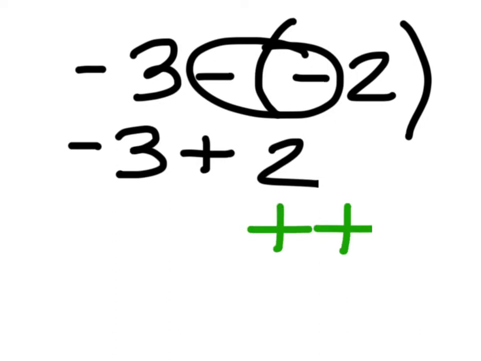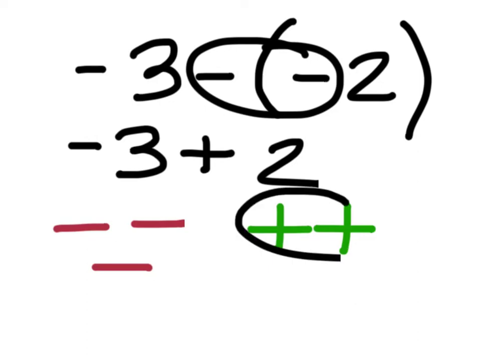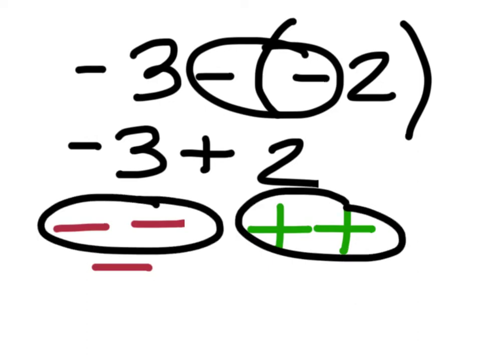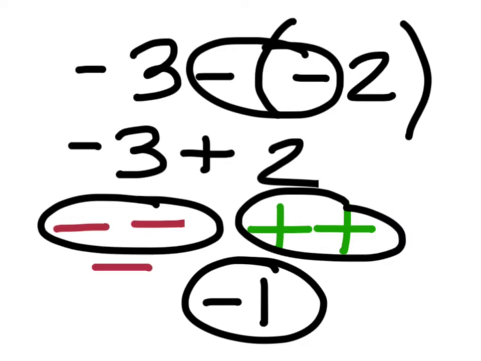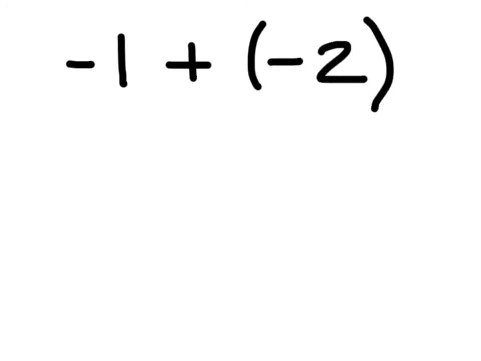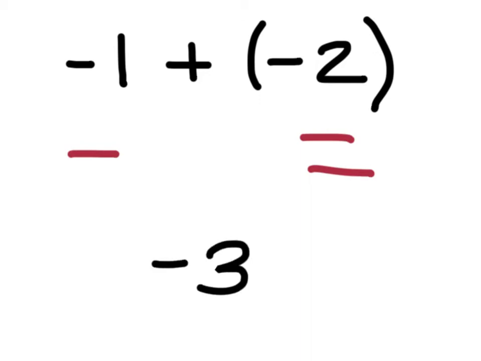You have 2 pluses and 3 minuses. I can match up 2 pluses with 2 minuses, and what's left over? 1 what? So the answer is negative 1. If the problem were negative 1 plus a negative 2, it's a plus sign, so I can do my matching. I have a negative and 2 negatives. How many negatives do I have altogether? So the answer is negative 3.